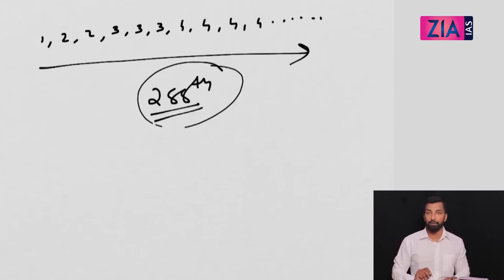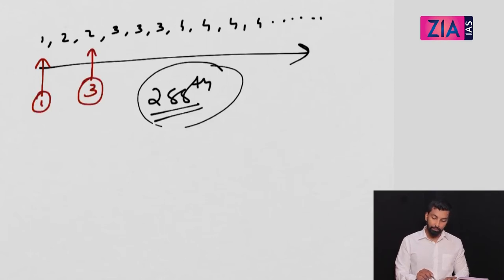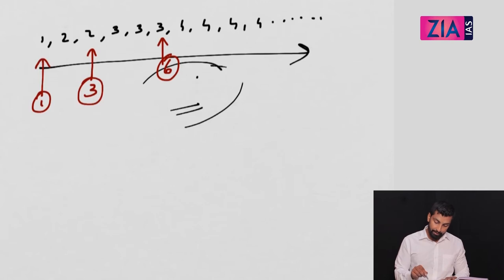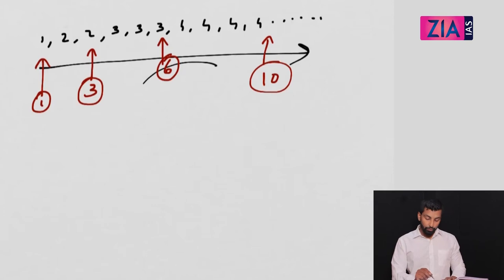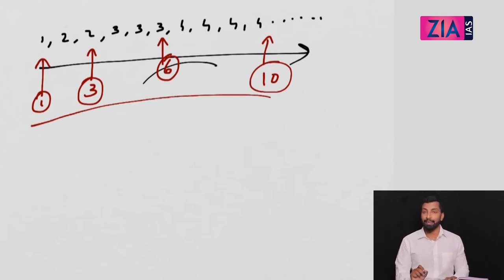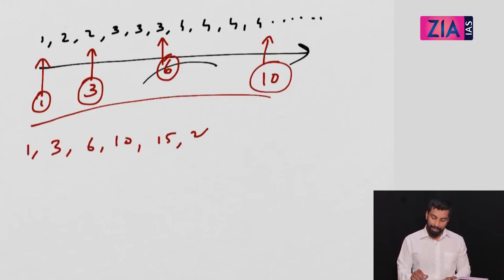Let's understand the speciality of this series. See, this is the first term, and the second and third terms are 2. So this is the first term, this is the third term. Now 3 means this is the sixth term, and this is the 10th term. If you observe 1, 3, 6, 10, what is the speciality? These are sigma n numbers: 1, 3, 6, 10, 15, 21, etc. We have seen this, right? So these are sigma n numbers.